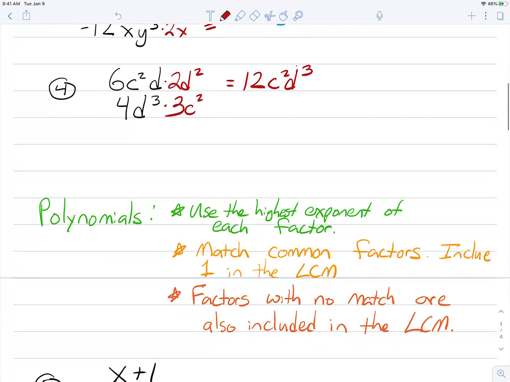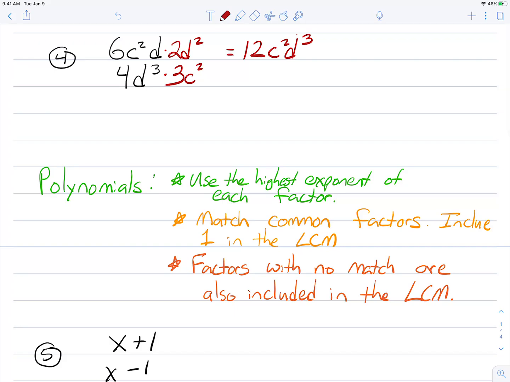Now, when it comes to polynomials, there's a couple of things that we're going to do. We're going to use the highest exponent of each factor, which means the first thing we're going to have to do is factor it if it's not factored. We are going to then match common factors, and we're going to include one of them in the LCM. The factors with no match are also included in the LCM.